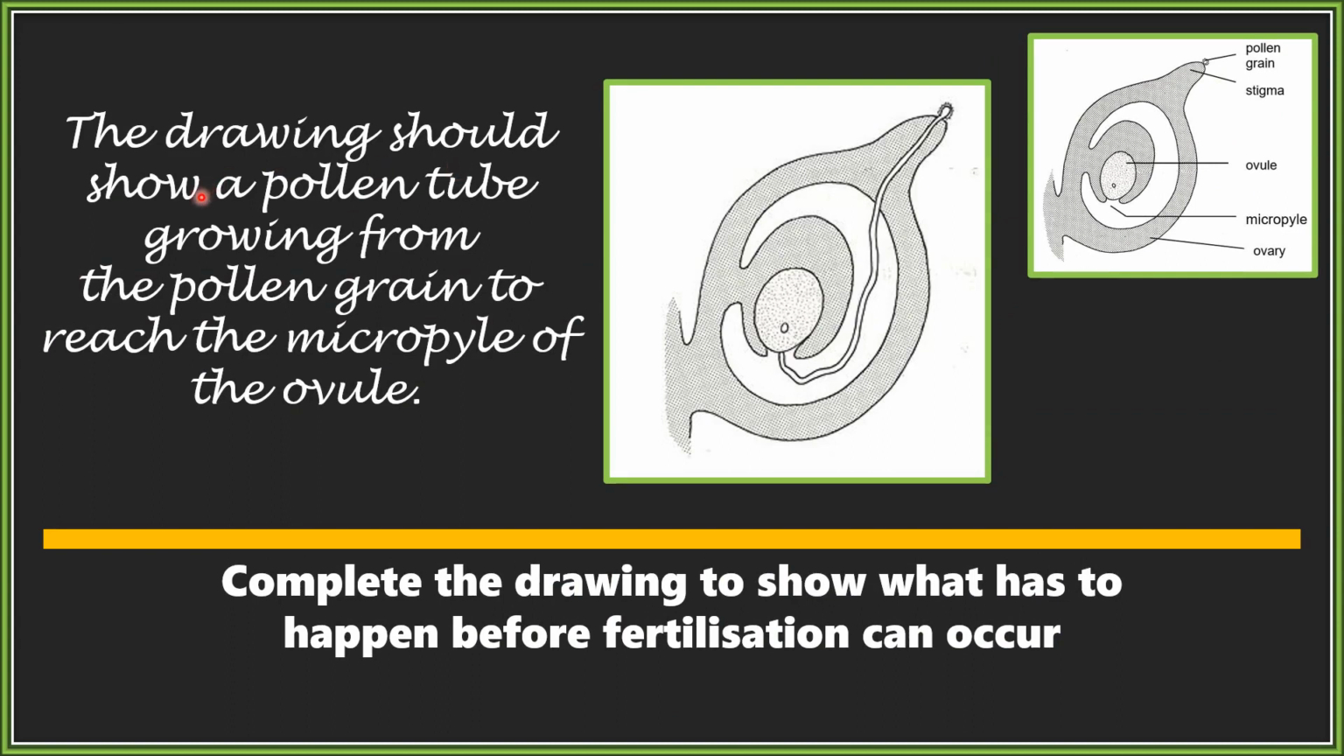The drawing should show the pollen tube growing from the pollen grain to reach the micropyle of the ovule. So the pollen tube will grow through the stigma and it will enter through the micropyle going to the ovule.